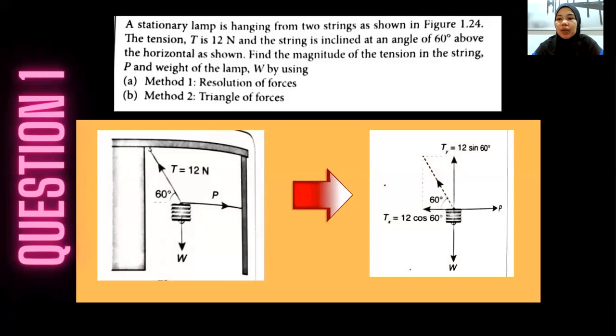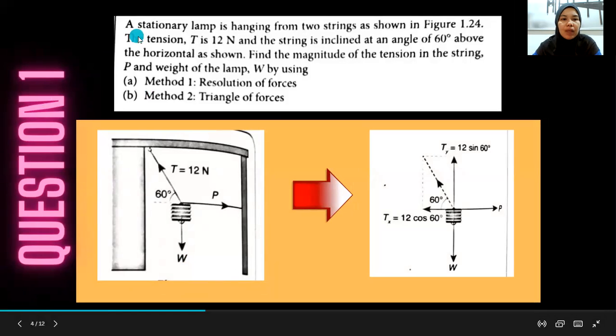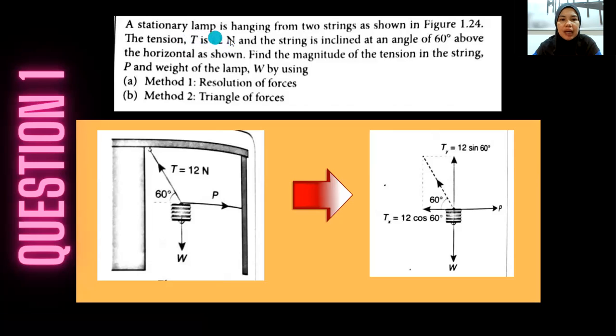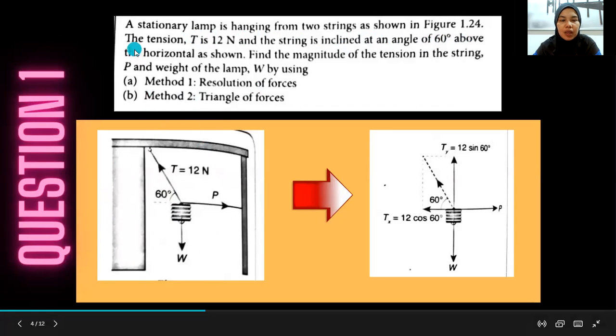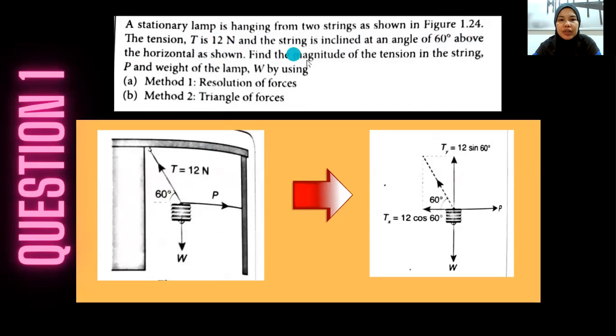We're going to solve question number 1. A stationary lamp is hanging from 2 strings as shown in figure 1.24. The tension is 12 Newton and the string is inclined at an angle of 60 degrees above the horizontal as shown. Find the magnitude of tension in the string P and the weight of the lamp W by using method 1, resolution of force, and method 2, triangle of force.